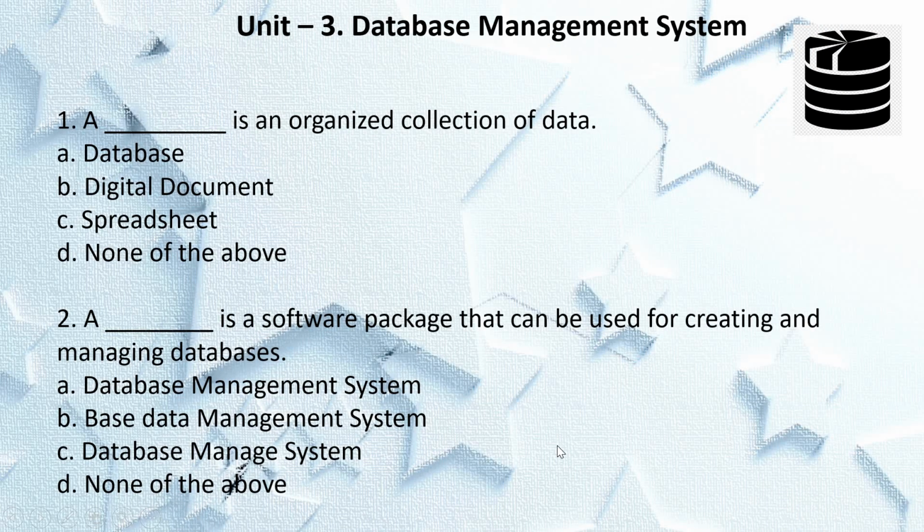First question. A dash is an organized collection of data. Options are database, digital document, spreadsheet, none of the above. The answer is database. Now, second, a dash is a software package that can be used for creating and managing databases. The options are database management system, base data management system, database managed system, none of the above. And the correct answer is A part, database management system.